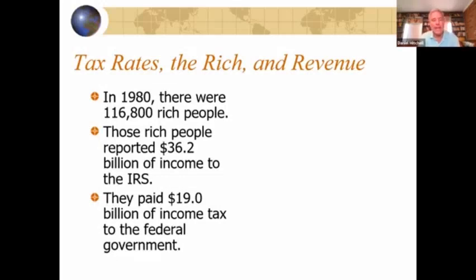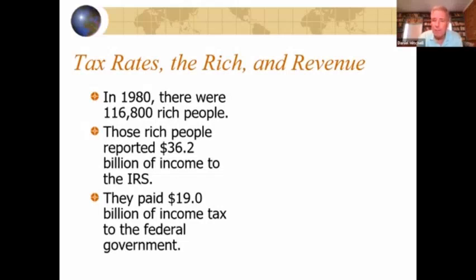And I went to the 1980 Statistics of Income Bulletin, and I looked up how many people were making more than $200,000 a year, or how many households technically. And there were almost 117,000 of these rich people back in 1980. And in that year, they reported $36 billion of income to the IRS, and the central government, the IRS, collected $19 billion of tax. Now, this is when the tax rate was 70%. Ronald Reagan, in his 8 years as president, lowered the top tax rate to 28%. So the tax rate on the rich came down dramatically.